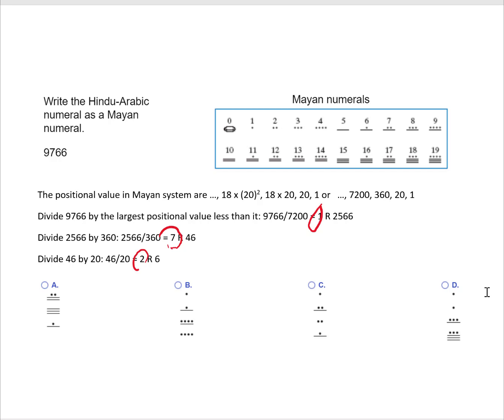A 1 is a single dot, and I can eliminate A because that doesn't have a single dot at the top. So I've got B and C, and then I need a 7. If I look up here, the symbol for 7 is in C. It looks like C is the correct answer. Let's go ahead and check. The next one I needed was a 2, and the last one I needed was a 6, so indeed, choice C is the correct answer.